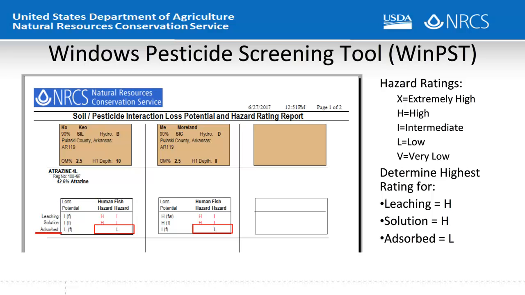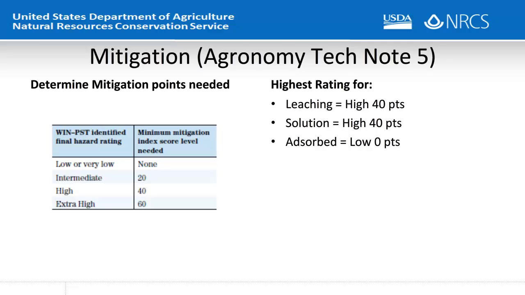Note that there is no WinPST rating for human hazard adsorbed, since human exposure to sediment is minimal. Using Agronomy Tech Note number 5, the minimum level of mitigation required for each resource concern is based on the final WinPST soil pesticide interaction hazard ratings.